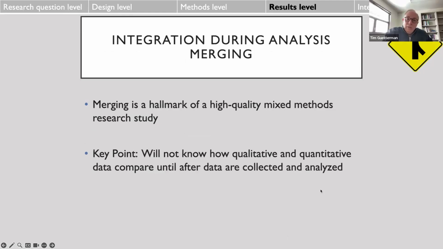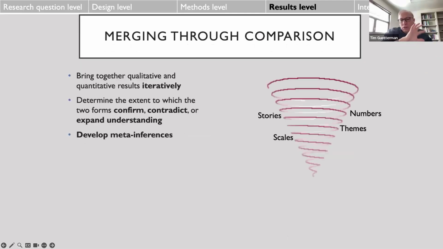But of course, you can only plan so well, and ultimately you won't know how the qualitative and quantitative compare until you have collected and analyzed your data. So I'm going to talk about two ways that I think of merging. One is merging through comparison. And the idea here is that you're bringing your qualitative and quantitative results together iteratively, going back and forth between the two. So from stories to numbers and themes and back to your scales in order to develop those meta inferences. And along the way, you're probably thinking about, do the quantitative and qualitative results confirm one another or contradict or expand your understanding?